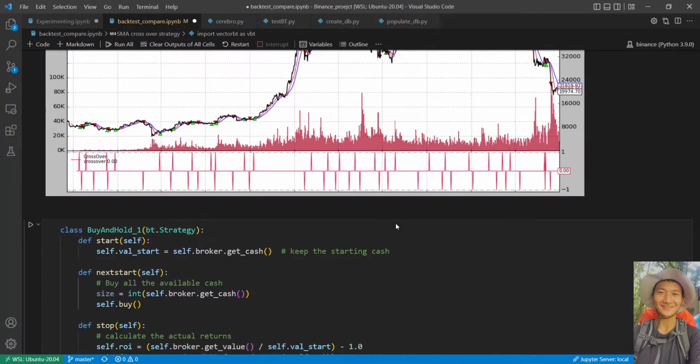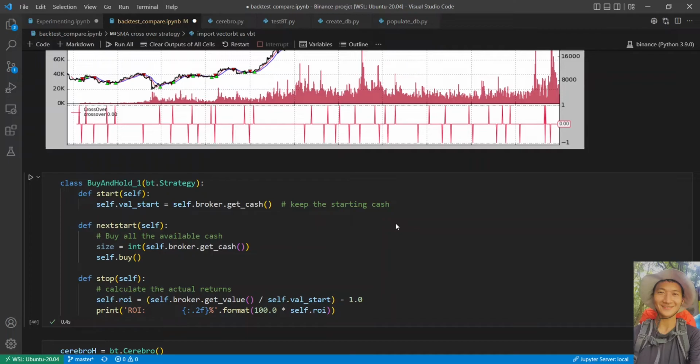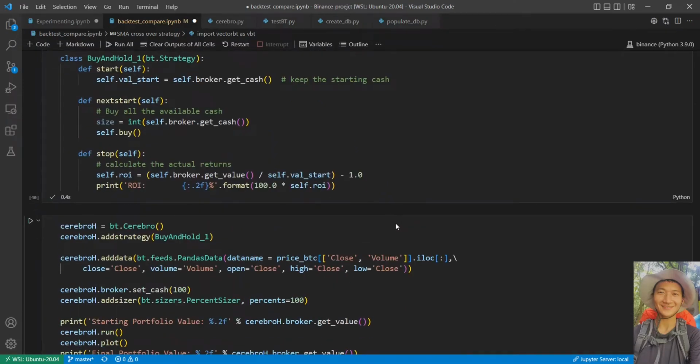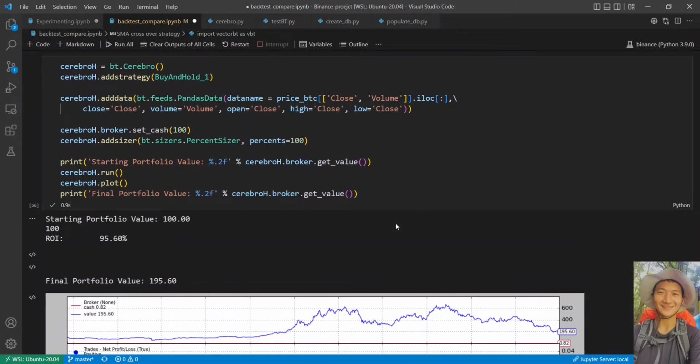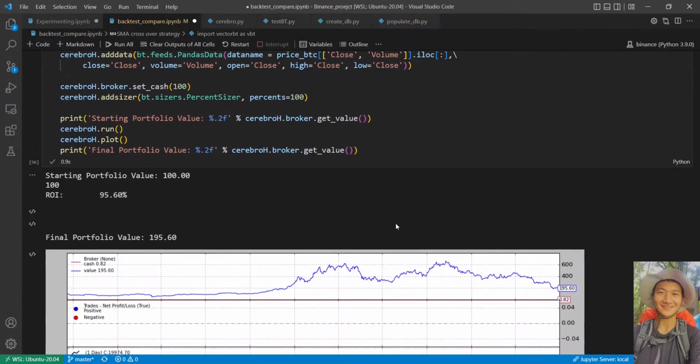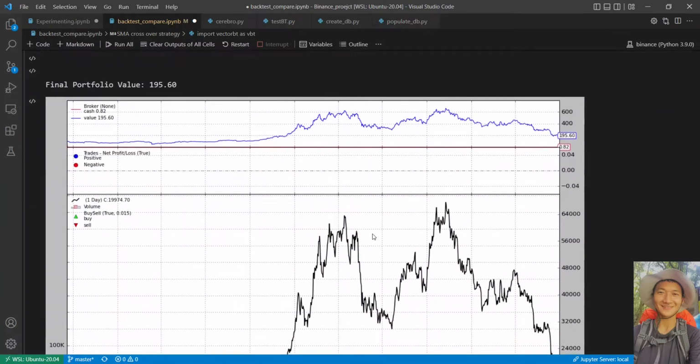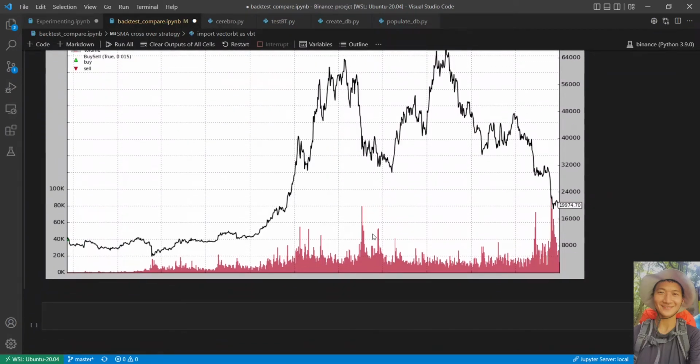Finally, I'm also introducing a buy and hold strategy to see if it performs similarly to the result we got previously. As you can see, we just buy and hold for the whole period, and it gives us a total profit of about 95%. So it's pretty similar to the previous two approaches as well. And that's it. That's my introduction of this notebook.